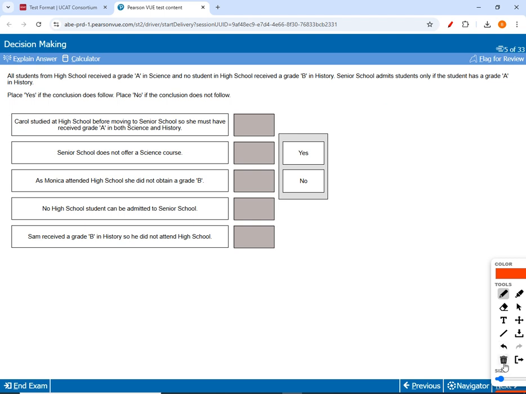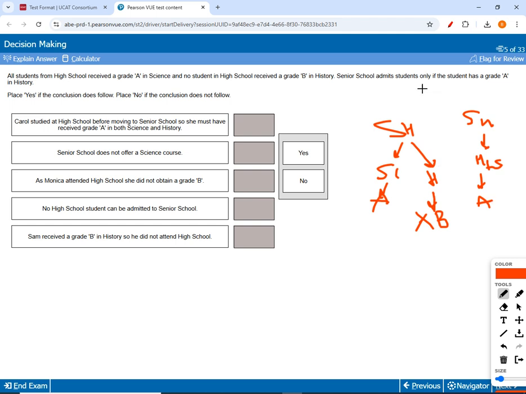Let's crack this question. All students in the high school, SH, received A in science. No student in history received B. So if a student did not receive a B grade, senior high school would admit students only if they have got a grade A in history. You can use loads and loads of abbreviations; I'm only doing that for the purpose of this video.